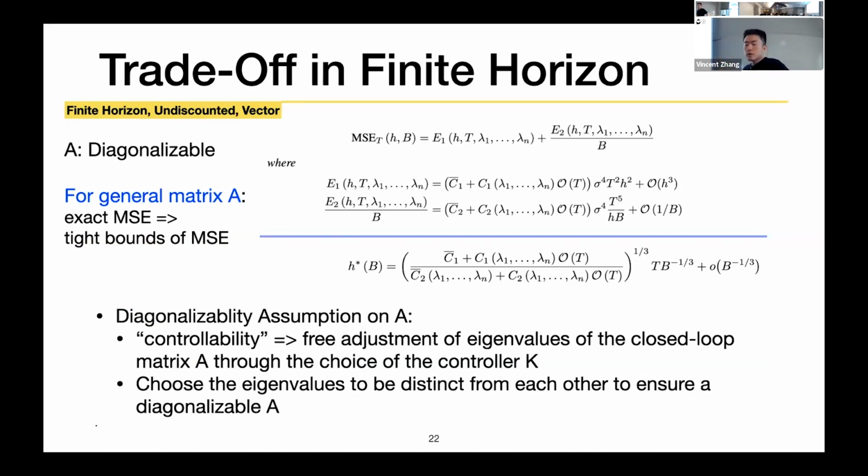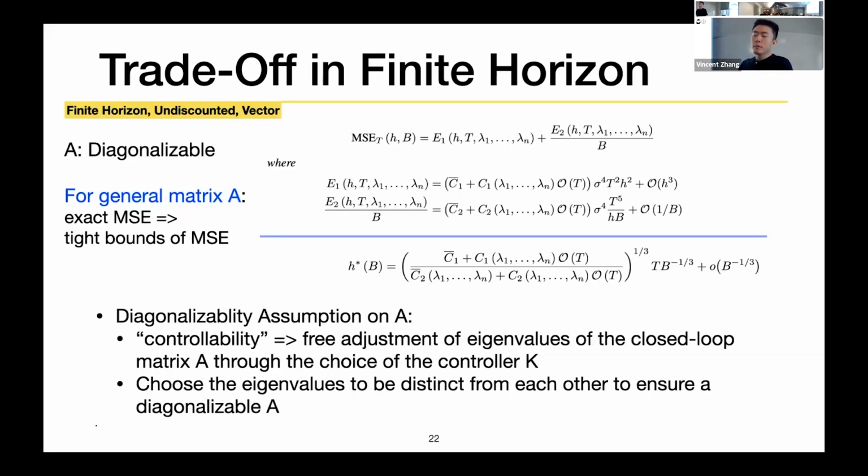And just to justify the assumption, we essentially assume that the system is controllable. Controllability is a term in optimal control that essentially allows you to freely adjust the eigenvalues of the matrix A. And then you can choose them to generate a diagonalizable A.